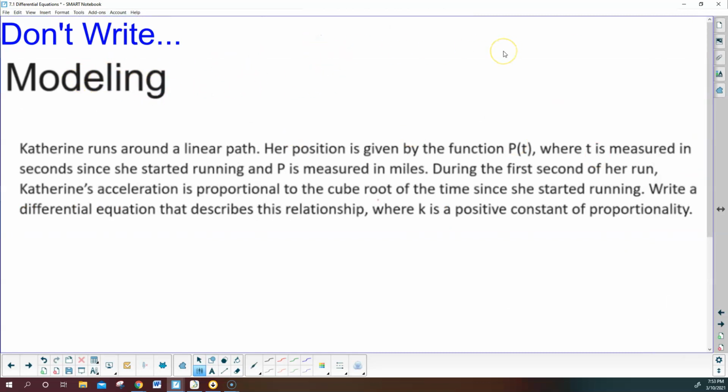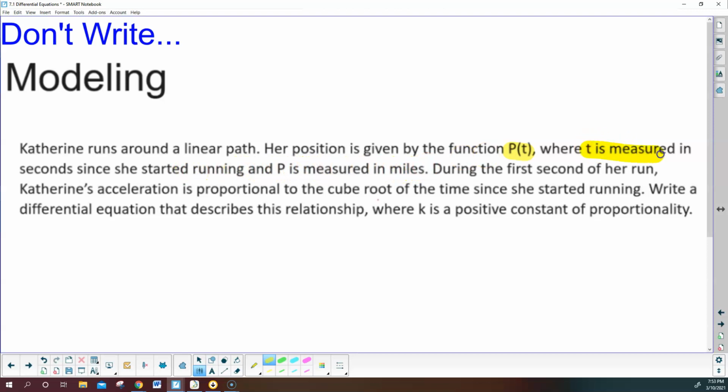Once you get the hang of this, I'll have you pause the video and write this on your own. I wouldn't write this as notes because I don't think you need to. But how do I model this situation as a differential equation? So Catherine runs around a linear path. Her position is given by the function p of t, where t is measured in seconds since she started running, and p is measured in miles.